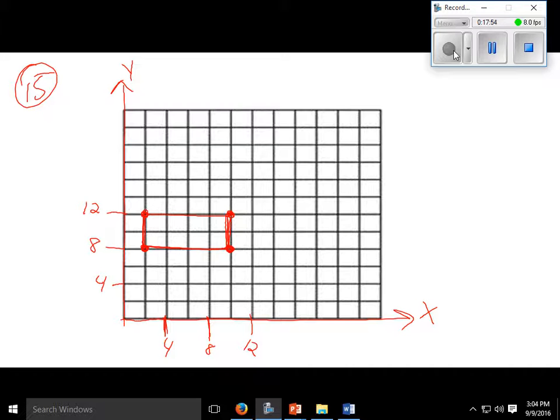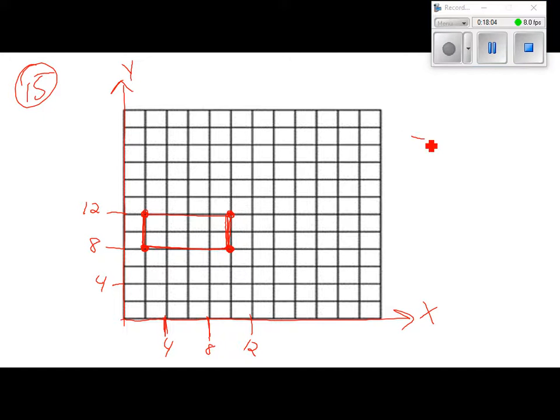Number 15, they give us this rectangle. And it says sandbox, each unit on the coordinate plane represents 1 foot. Find the area of the sandbox. So again, we're going to use area equals length times width. We're going to use that formula.